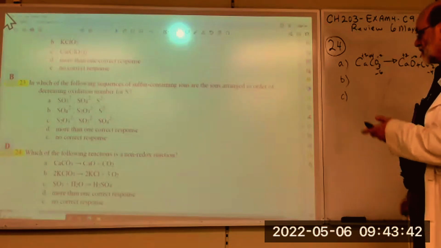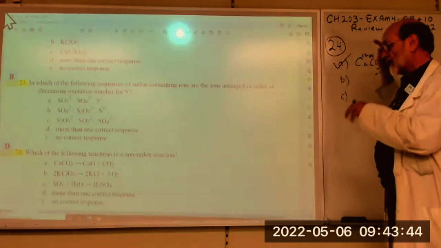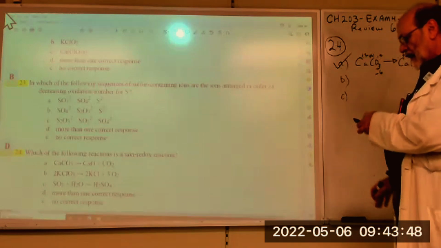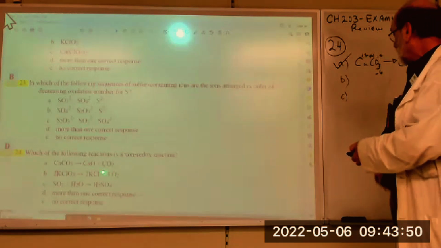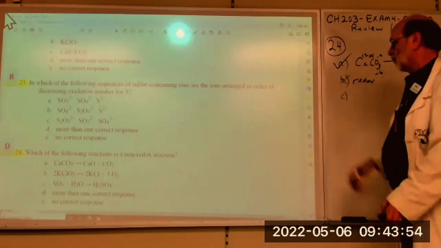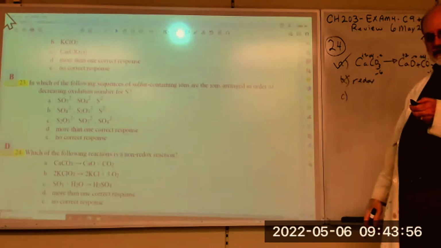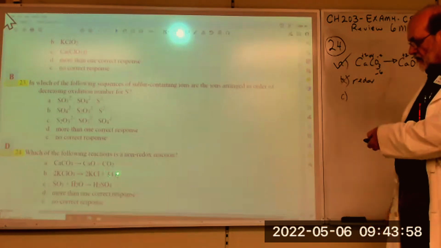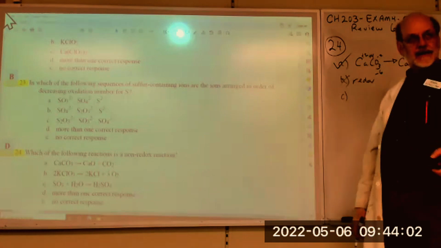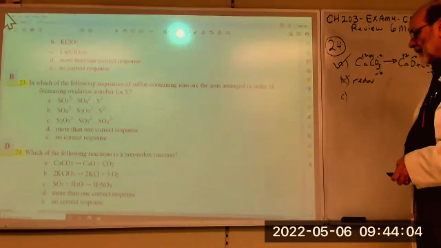Which of the following reactions is non-redox? Okay, that's a non-redox, A. This one, B, is redox. Right? So that one doesn't work. How do I know? Oxygen. In a compound here, element there. It has to be a redox.